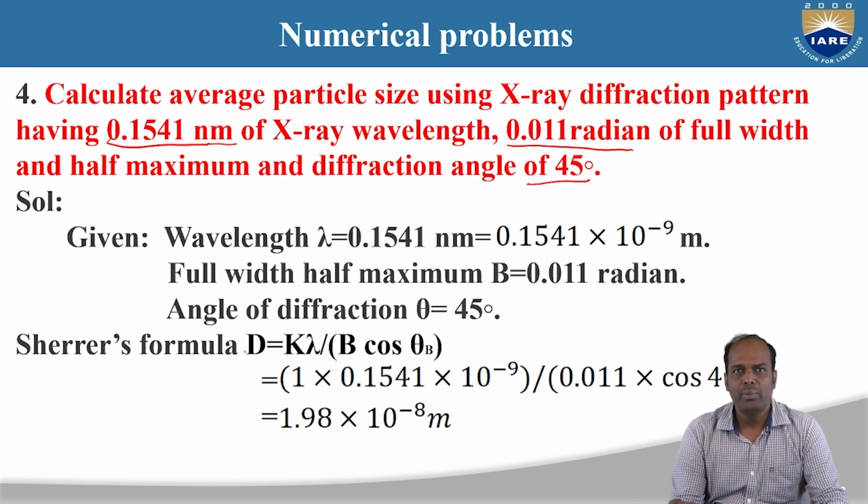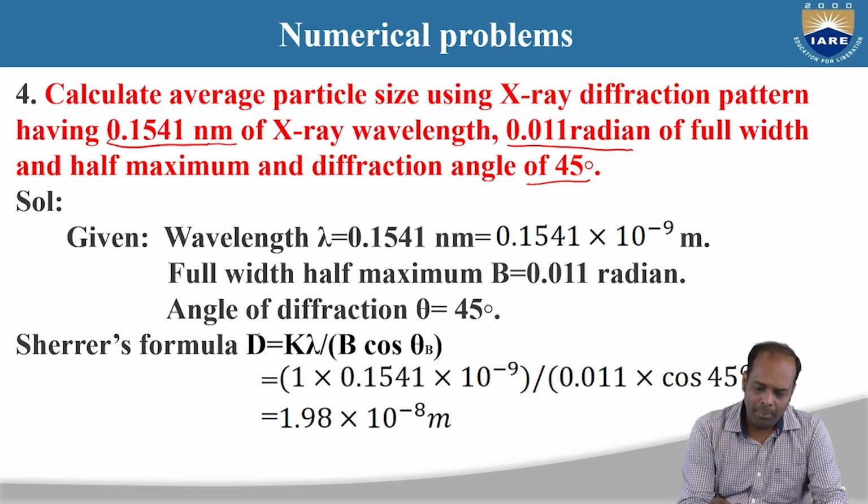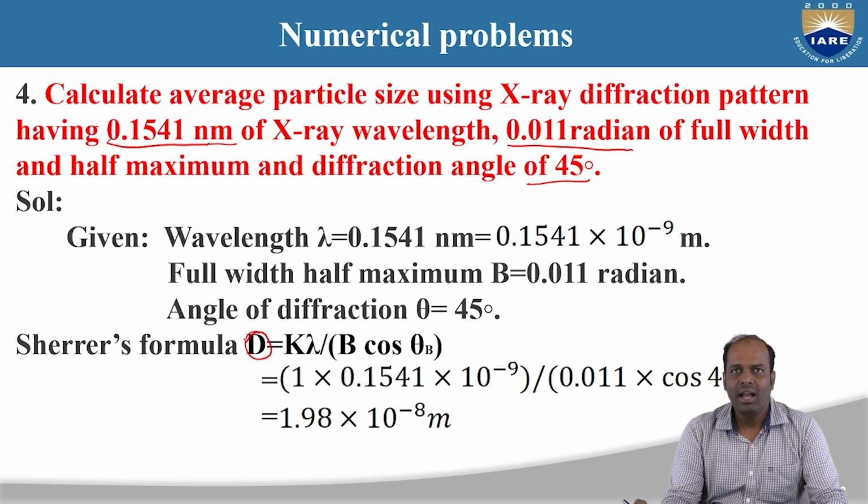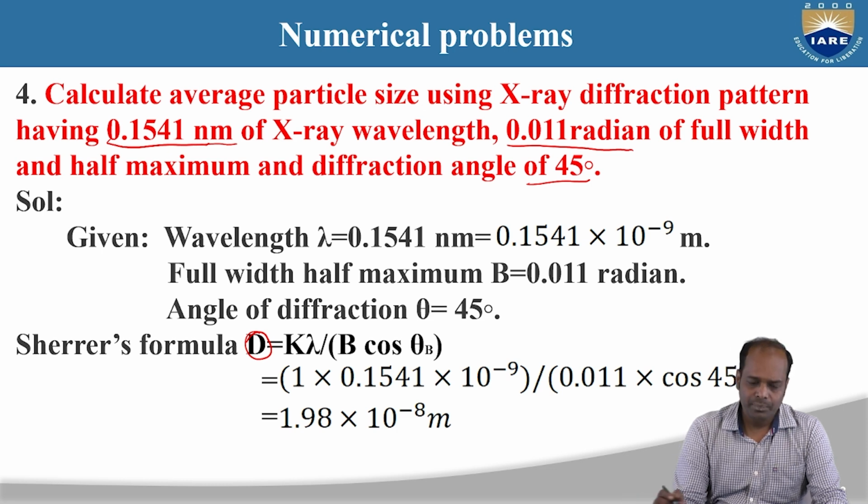Then what is the parameter? We know the Scherrer formula. What are they asking? Particle size. D is the average particle size, or we can also call it the average crystallite size. So the Scherrer formula is D equal to K lambda by beta cos theta. Here K is the Scherrer constant, K equal to 1.